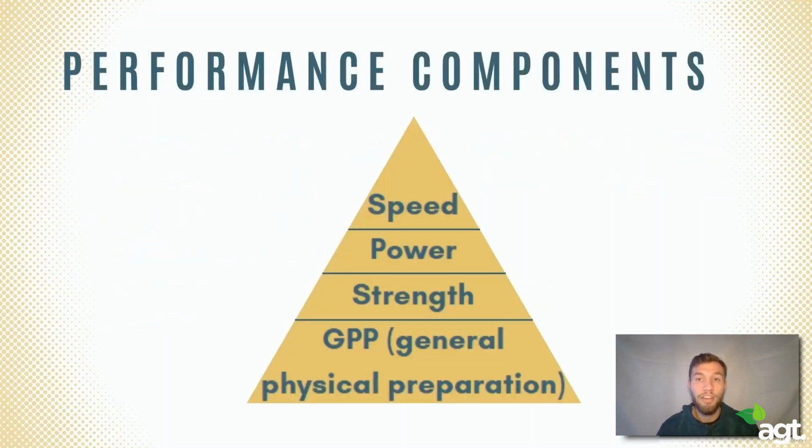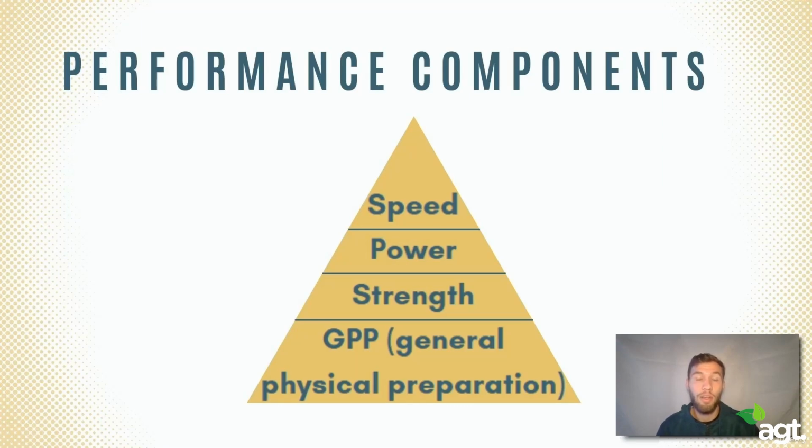This pyramid right here is showing you the key components of athletic performance. When we are starting with the training program, we usually start with GPP, which stands for the General Physical Preparation. That kind of means we're building our base, we're generally preparing our body for the sport. Here we could be doing lots of isometric exercises and lots of stability exercises and just preparing our nervous system for higher intensities. After that, we're going to be working on the strength.